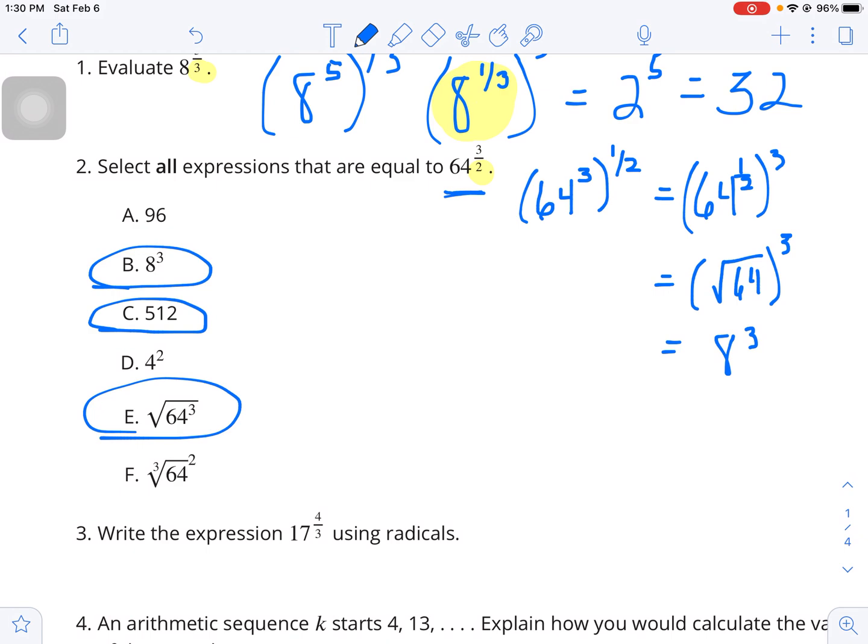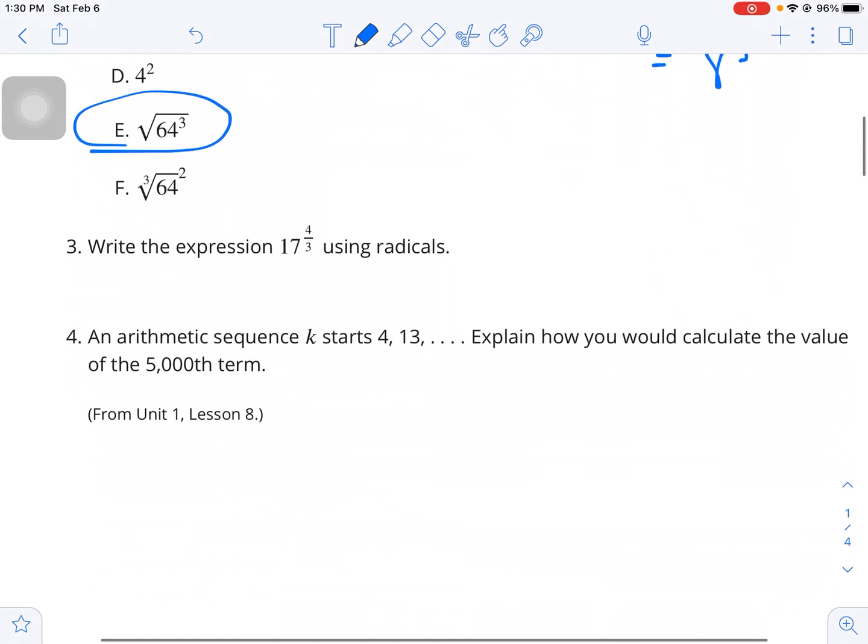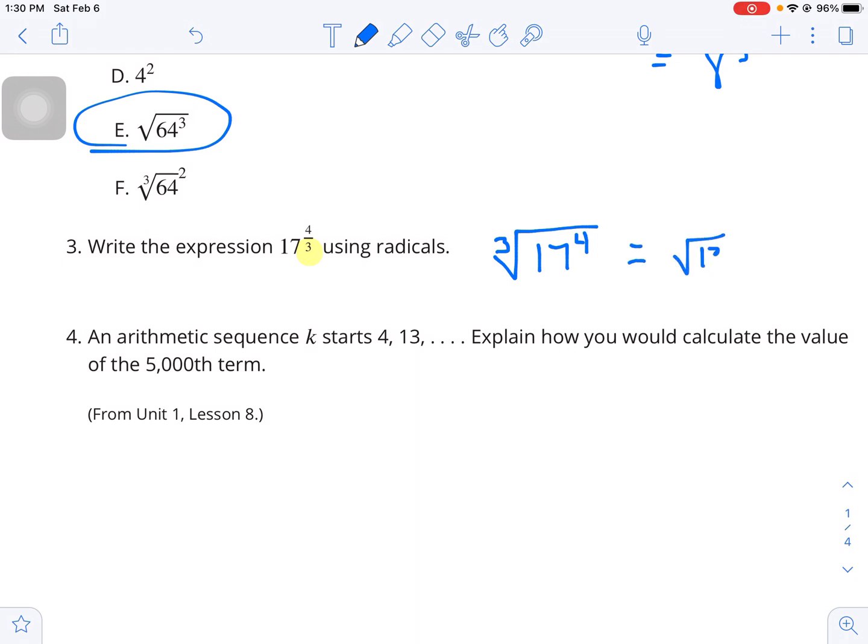And my next problem, number 3, rewrite the expression using radicals. So the denominator is always what root you're taking, so we can say that that's the cubed root of 17 to the 4th, or we could write it as the cubed root of 17 in parentheses raised to the 4th. Either way is appropriate.